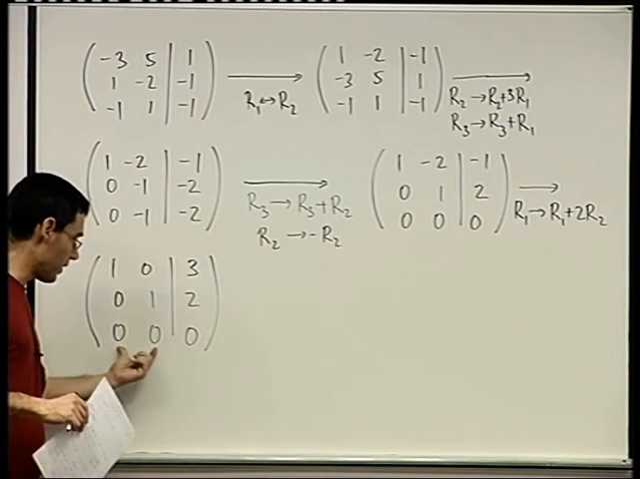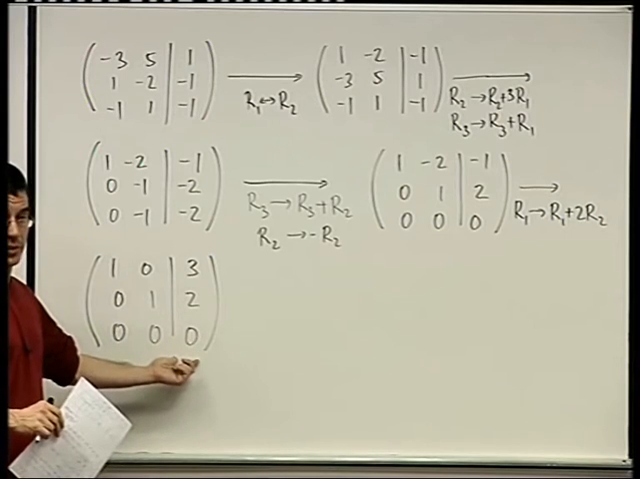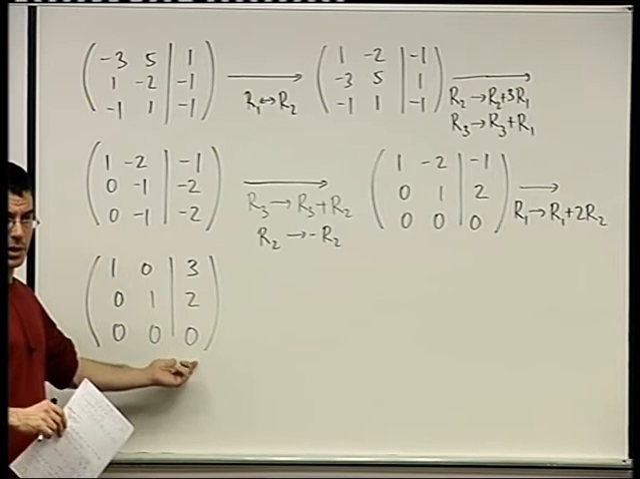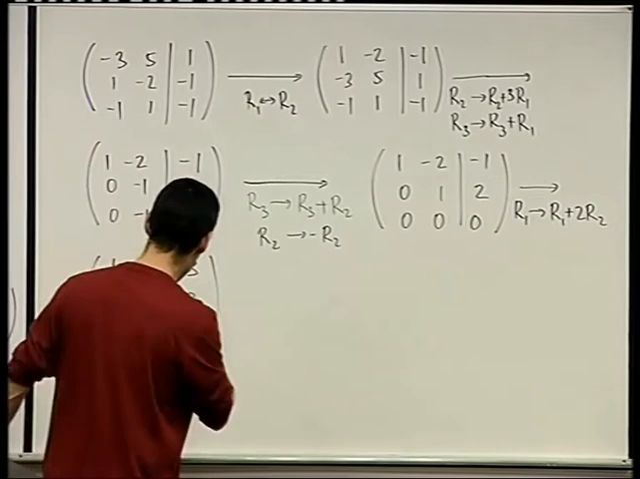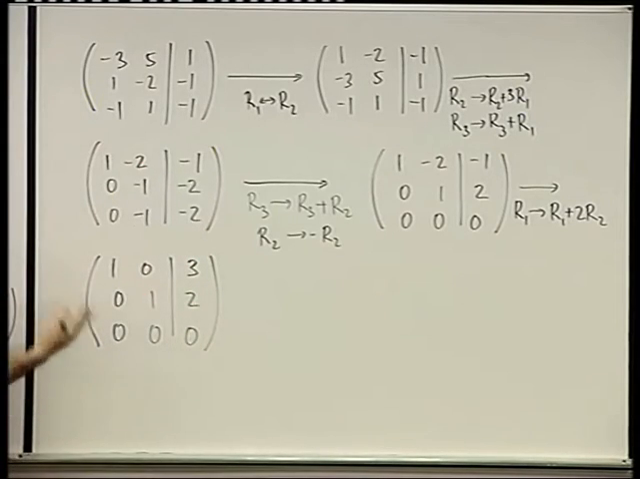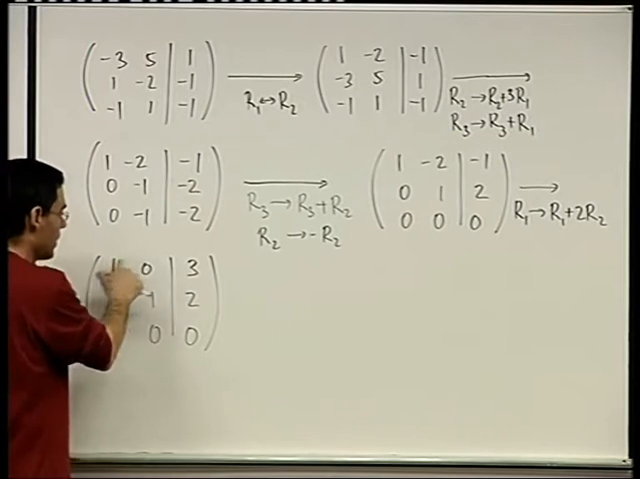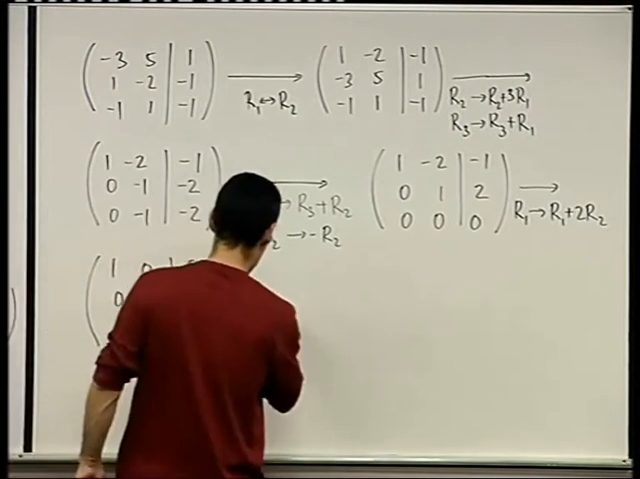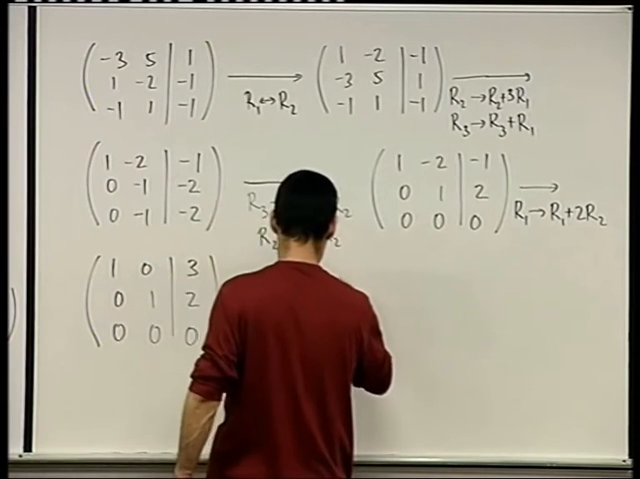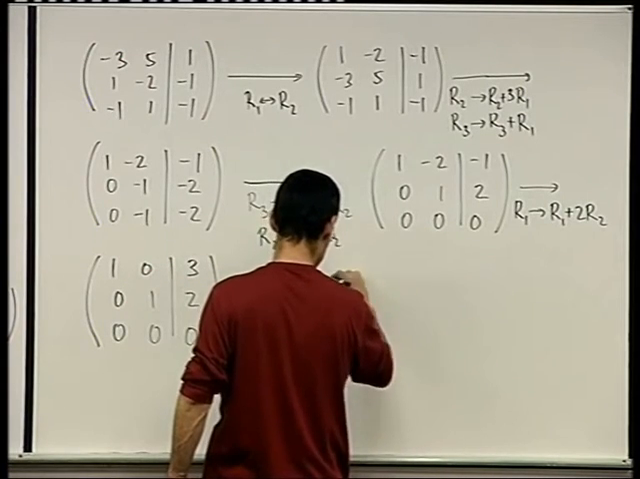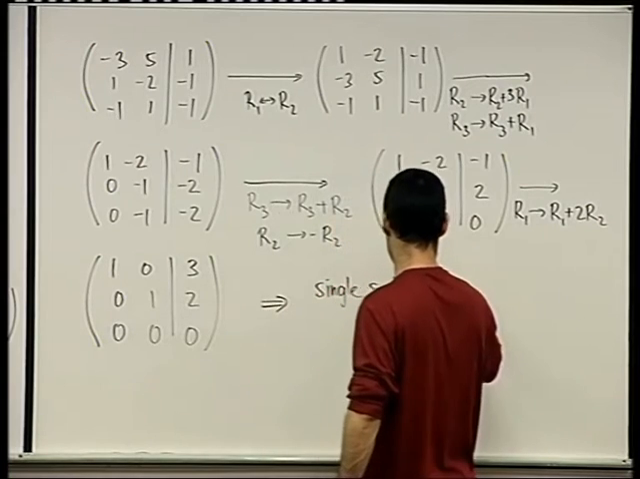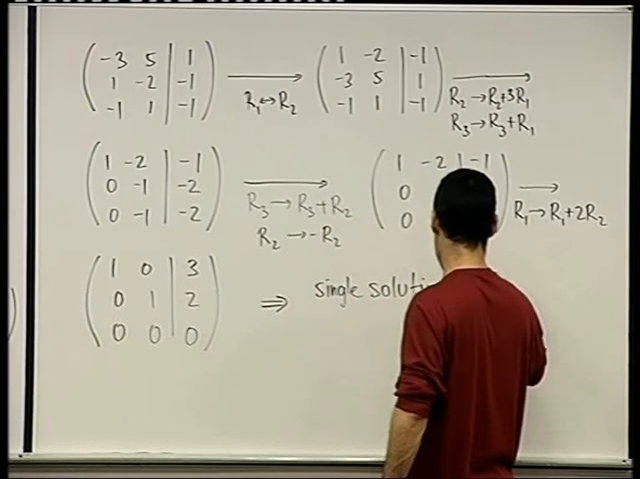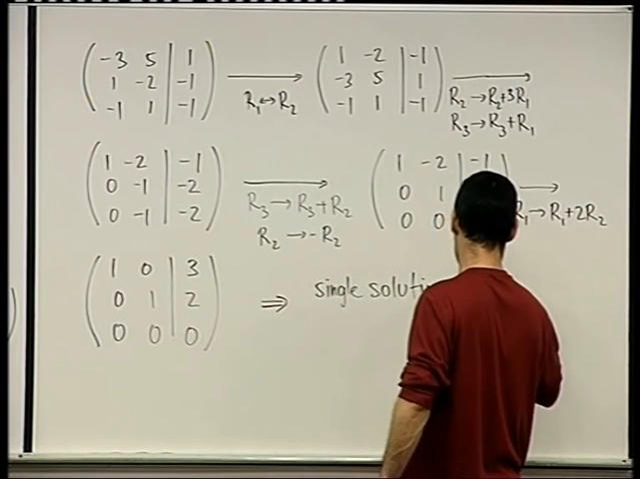The rank of A equals the rank of A star. Remember all those things? And in this case, we can even read the solution off precisely, right? We don't have to do any more calculations. X is 3 and Y is 2. It has a unique solution in this case. So, single solution. X equals 3, Y equals 2.